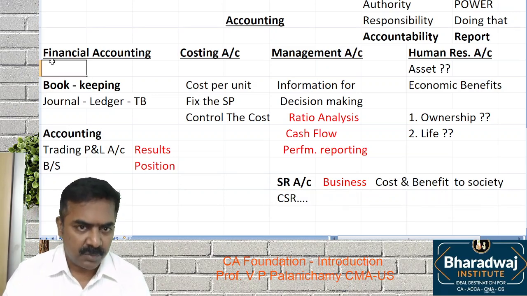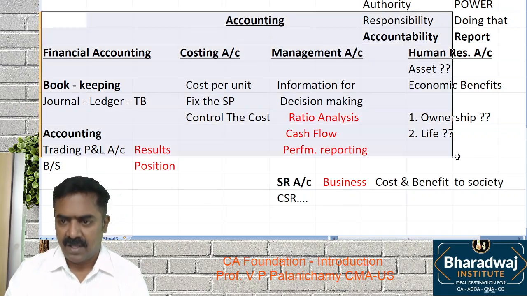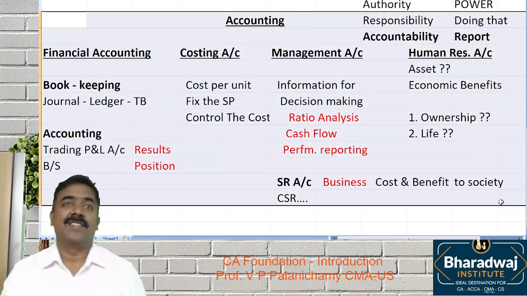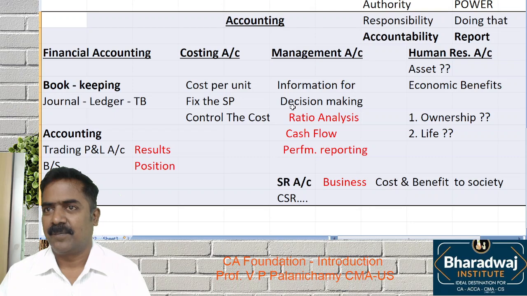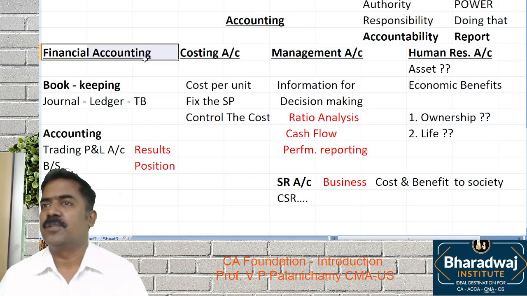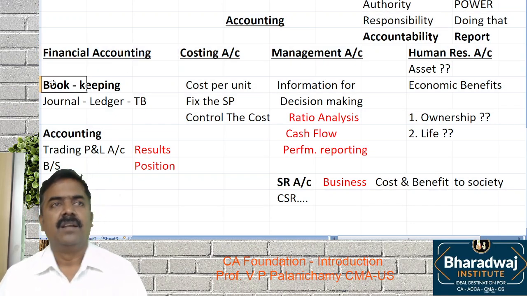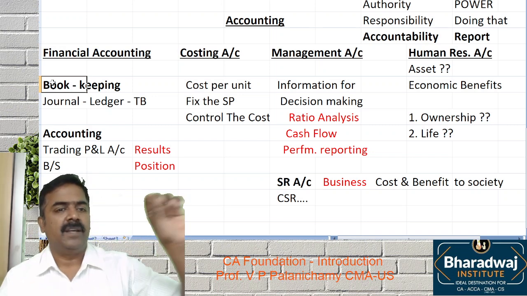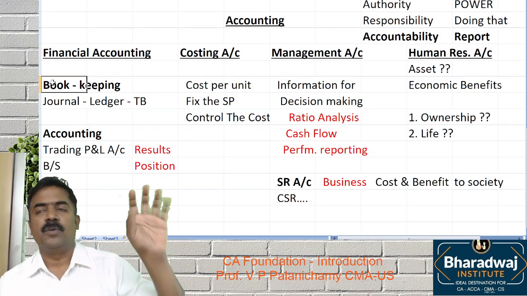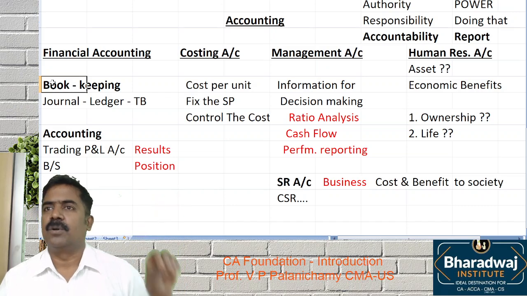So in the classroom, this is part of your syllabus. Accounting, what are the branches of accounting? Sometimes they will ask you short notes questions. Okay, first branch of accounting is which one? Financial accounting. Financial accounting is to do with bookkeeping and which one? Accounting. What is bookkeeping? Or what is accounting? Two to three lines.